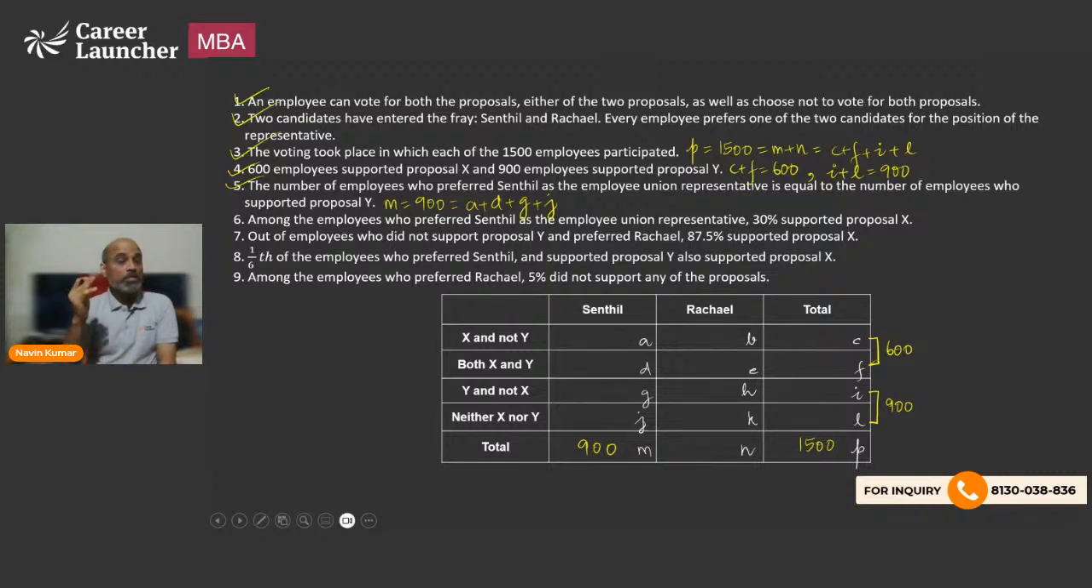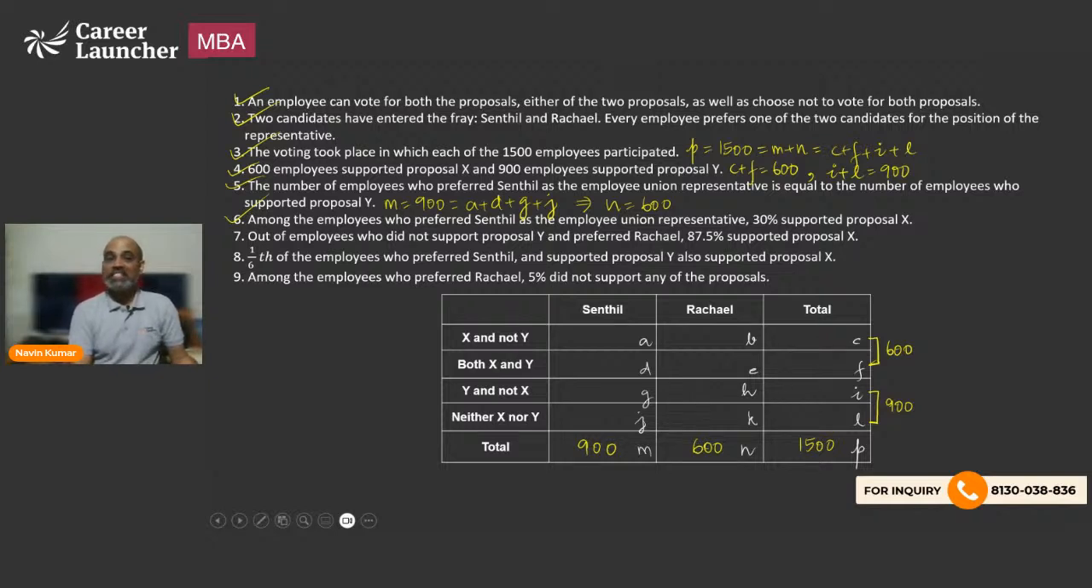So how many people support Rachel then? This is a conclusion. So obviously it's going to be 600. So this implies that N is going to be 600. Right? Because total overall we have 1500. Out of 1500, if 900 people favor Senthil, then 600 people favor Rachel. Okay. Next statement.